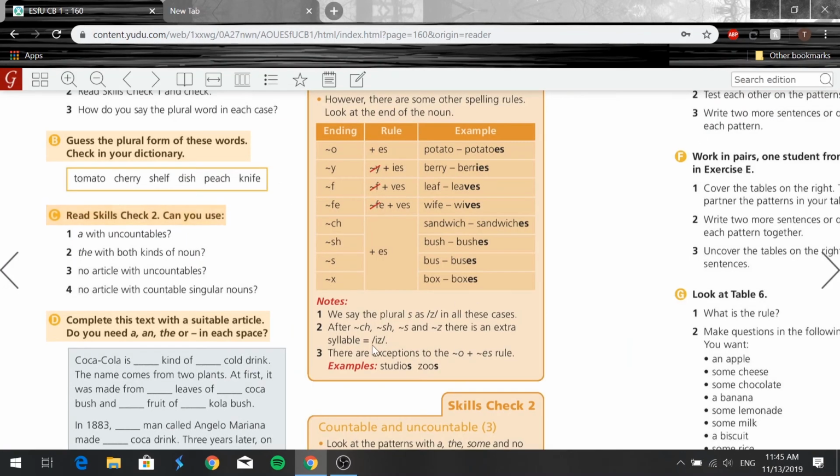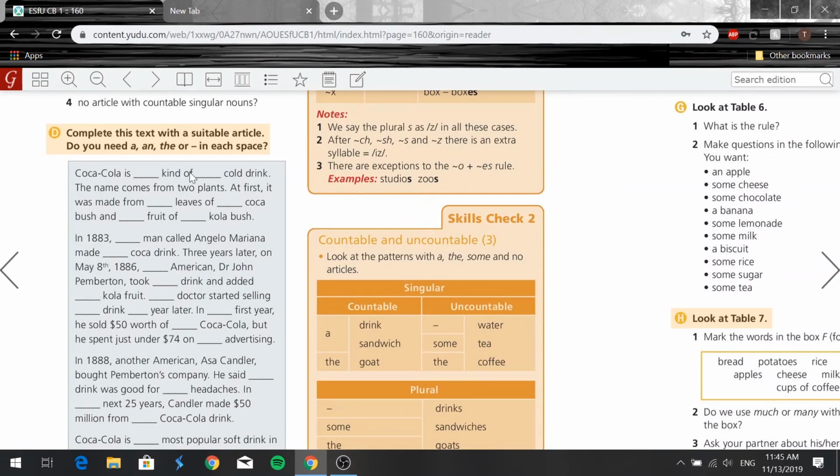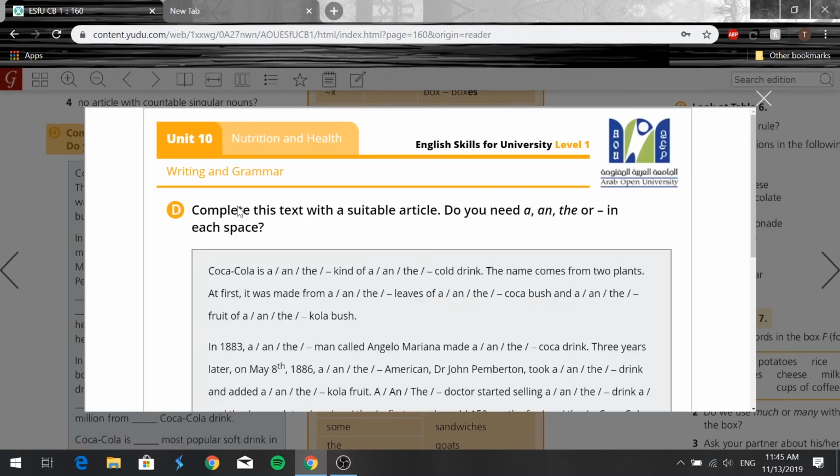Let's move on. Okay. Complete this text with a suitable article. Do you need a, the, or no article in each space? Right, so now it's going to get a little bit more practical. Okay, we're going to be reading it as we go on. We're going to have to find the suitable article in each case. Okay, so let's start.